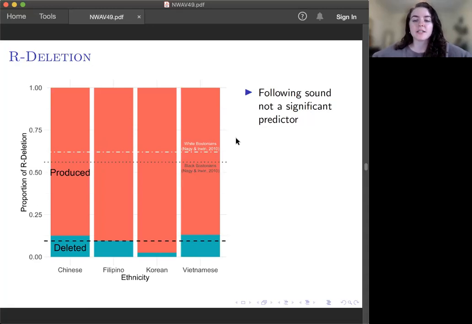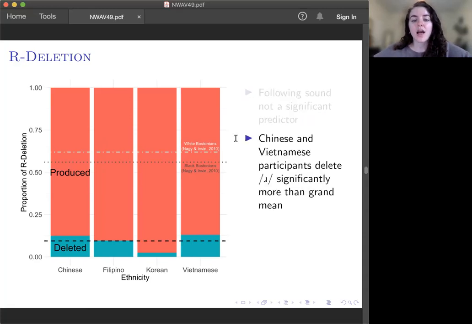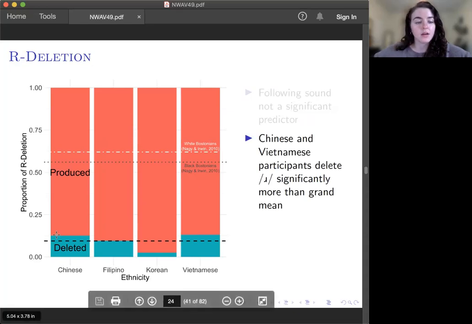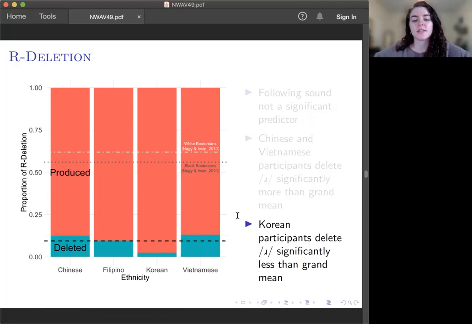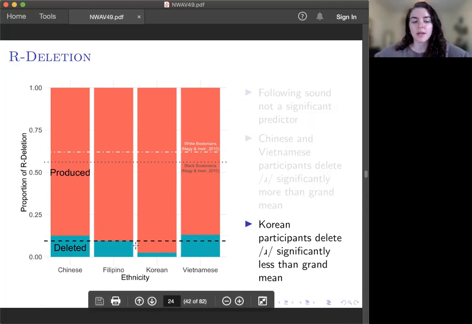We ran a logistic mixed effects regression model with rhotic as the response variable, following sound and ethnicity as predictor variables, and word as a random effect. And we found that following sound was not a significant predictor. Ethnicity was a significant predictor, so Chinese and Vietnamese participants delete R significantly more than the grand mean, which you can see here. Korean participants, in contrast, delete R significantly less than the grand mean.